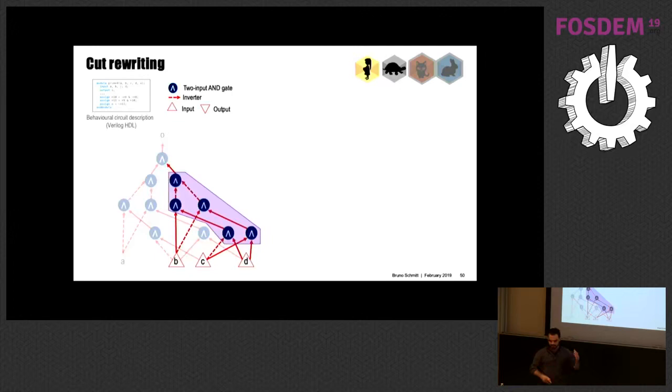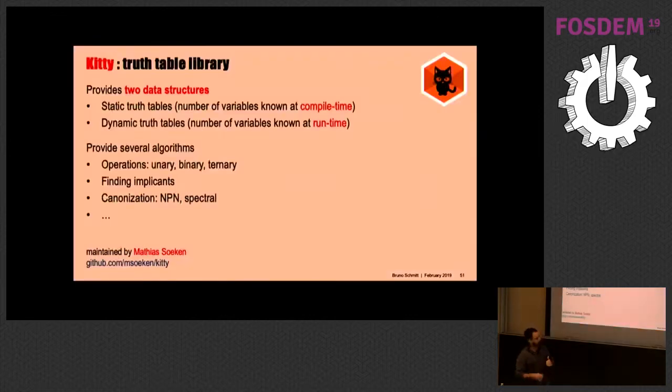For example, let's take this cut. We want to compute a replacement for it, so we want a function that implements the same functionality that is being realized by this set of nodes. And the first thing we do is represent more explicitly what function this cut is actually implementing. And for that, we use a truth table. When dealing with truth tables, the Kitty library comes in quite handy.